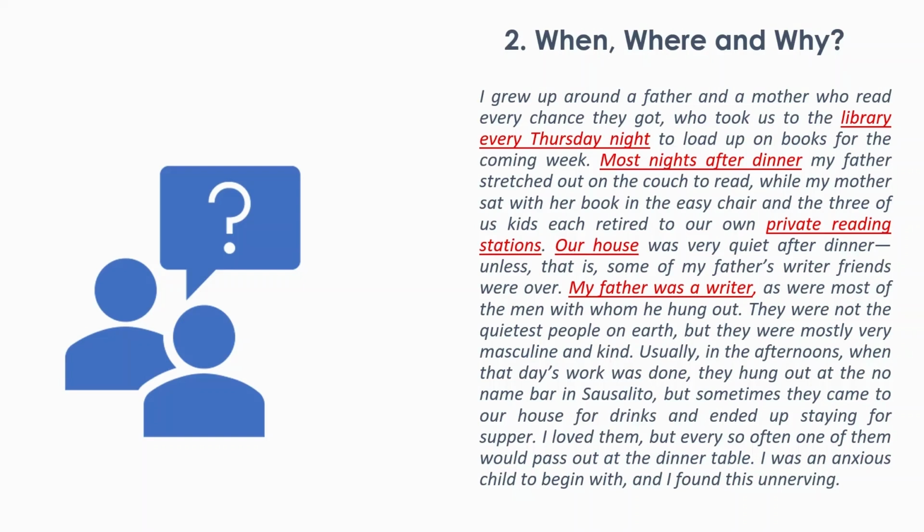So the same annotation that we used was underlining as well as putting a highlight on the text. So when would be most nights after dinner, as well as library every Thursday night. The where would be the house, and the why would be private reading stations or to read. I also underlined my father was a writer because it would add up to the why of the whole text.